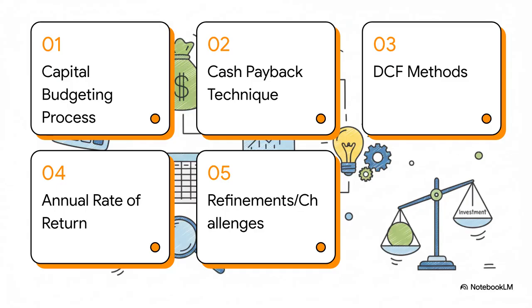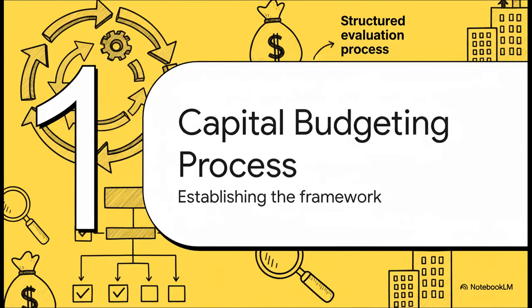All right, so here's our roadmap for this discussion. We're going to proceed in a very structured way. First, we'll lay the groundwork by looking at the capital budgeting process itself. Then, we'll dive into the specific quantitative techniques used for evaluation, things like payback period and discounted cash flow. After that, we'll look at an accounting-based method, the annual rate of return. And finally, we'll wrap up by considering some of the real-world refinements and challenges that complicate these decisions.